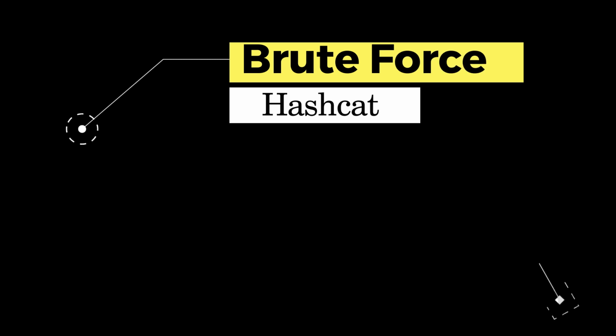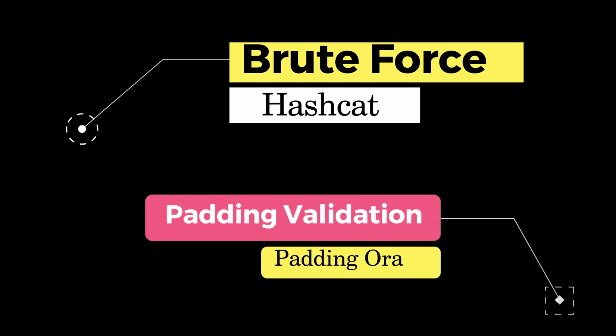If you have forgotten your Bitcoin Core wallet password and do not remember it, there are two ways you can find its password. The first method is brute force with Hashcat, and the second method, which is quite faster, is the padding oracle method.